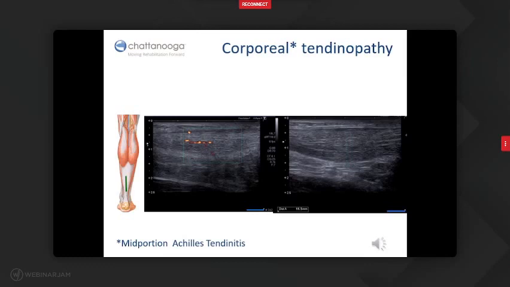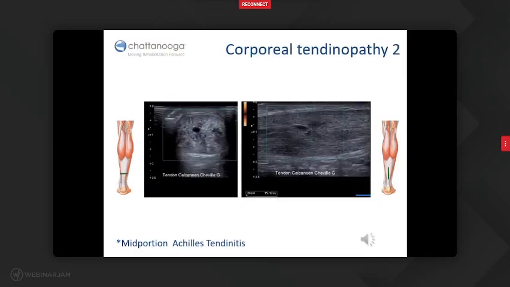The green line shows the position of the US probe. The tendon is swollen and multiple neovessels, normally absent, are present here. Sometimes multiple cracks are visible inside the tendon.